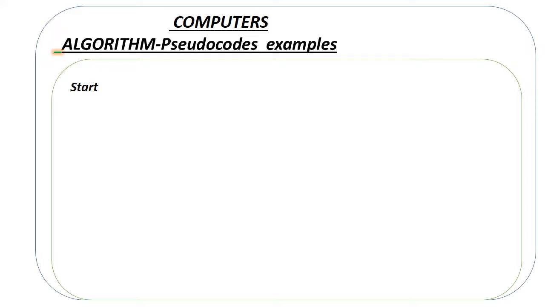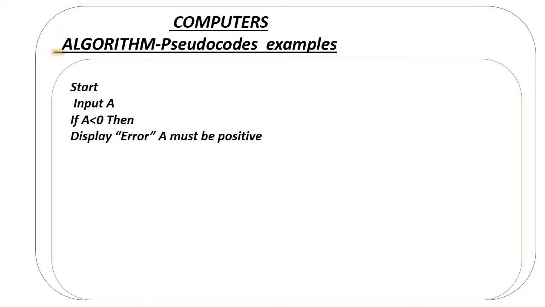So we're going to start, then input A, then A has to be verified. So if A is less than 0, then show the mistake, display error, A must be positive. Otherwise, if A is greater than 0, you continue. So we go to else, we continue. We ask the user to enter H. If the user enters H, we have to validate.